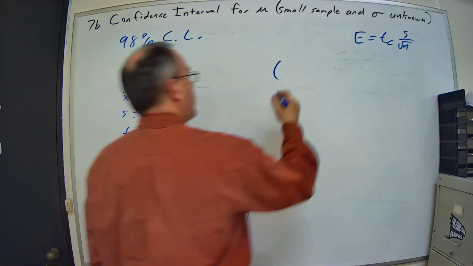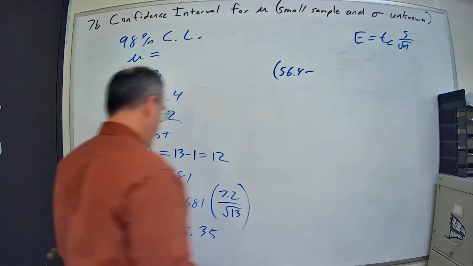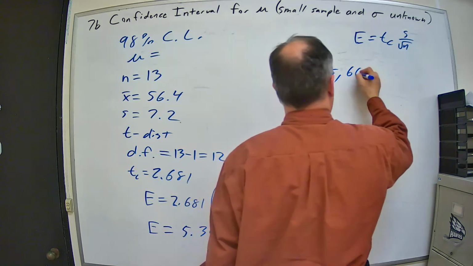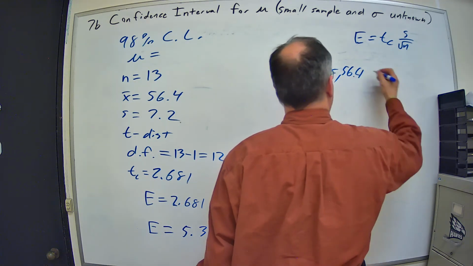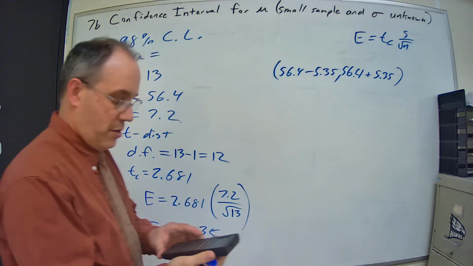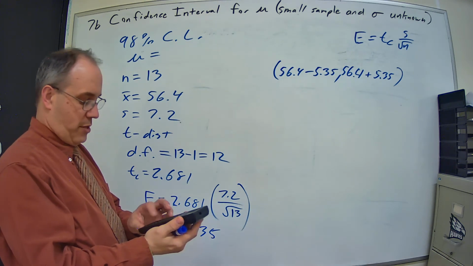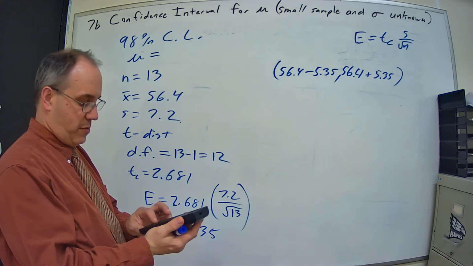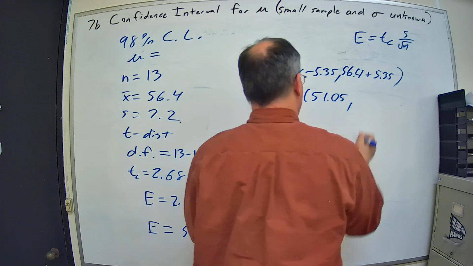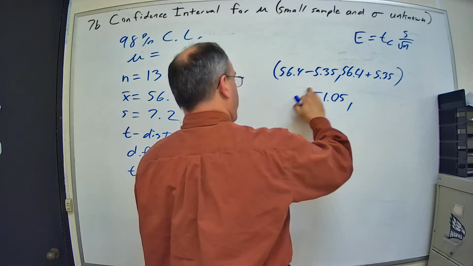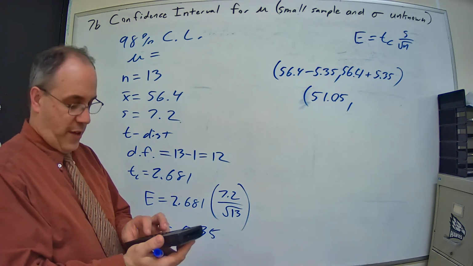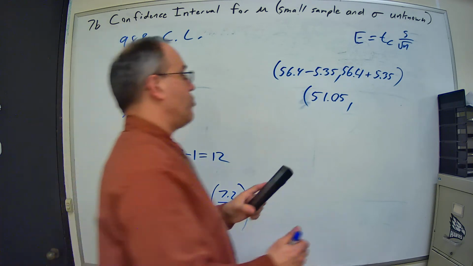Point estimate, 56.4, minus our margin of error, 5.35, and 56.4 plus 5.35. So 56.4 plus or minus 5.35 gives me 51.05. I'm just going to make that parenthesis a little bit bigger there. There we go. And then 56.4 plus 5.35 is 61.75.